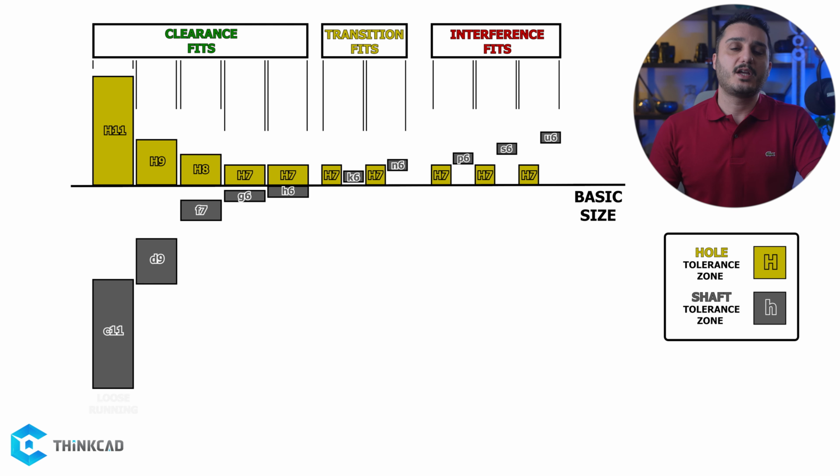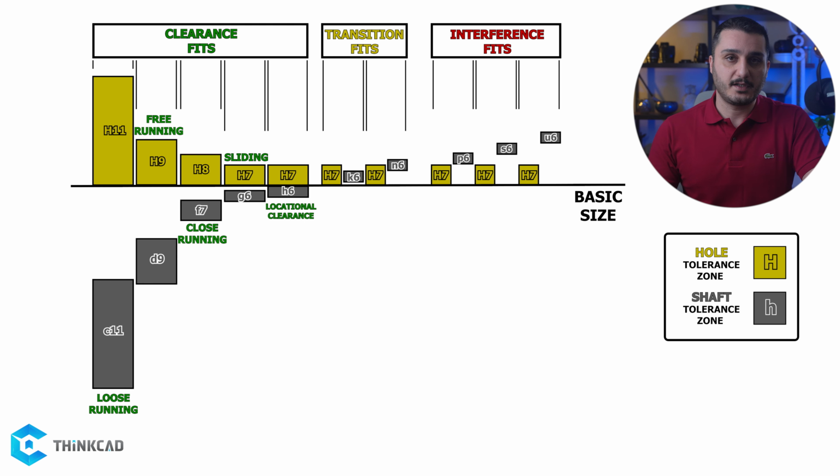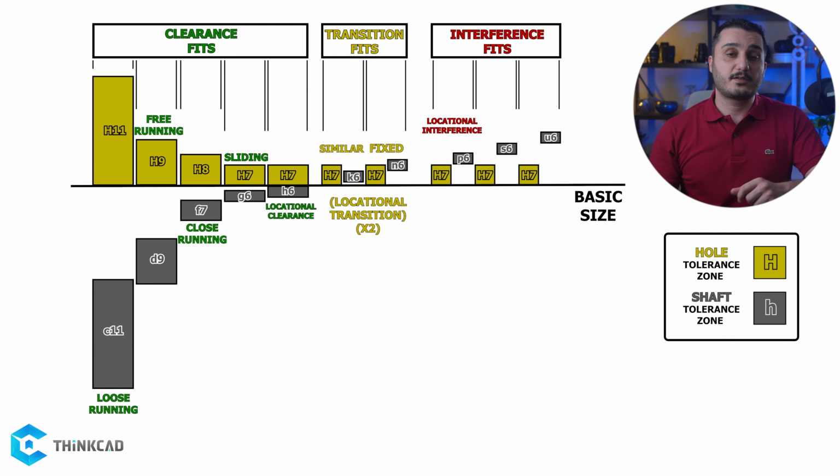Starting from the left, we have loose running fit, free running fit, close running fit, sliding fit, and locational clearance fit. These are all clearance fits. Next, we have similar fit and fixed fit, which are the 2 types of transition fit. These 2 fits are also known simply as locational transition fit, which is just a different name for the same fit. And lastly, we have locational interference fit, medium drive fit, and force fit for our interference fits. Locational interference fit is also known as press fit.